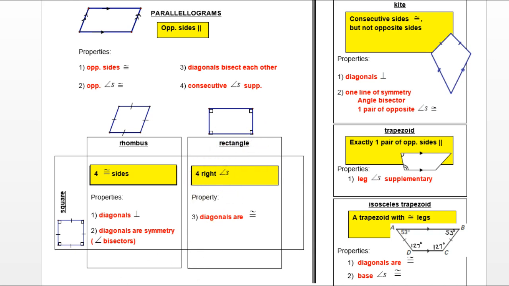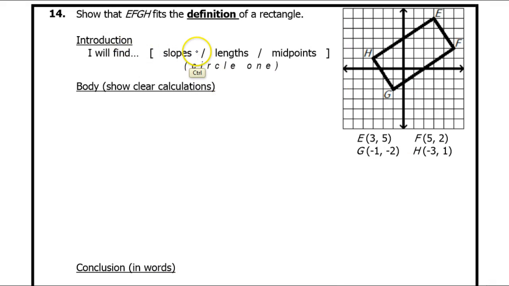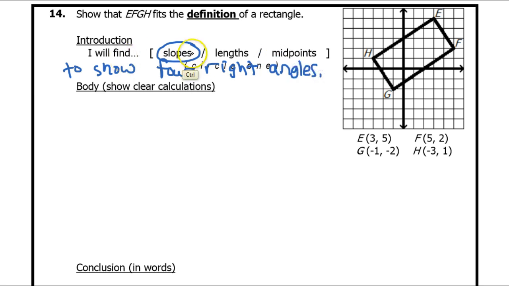Okay, that's the definition. So our introduction is that I will find slopes to show 4 right angles. All right, I will find slopes to show 4 right angles. That's my introductory statement.